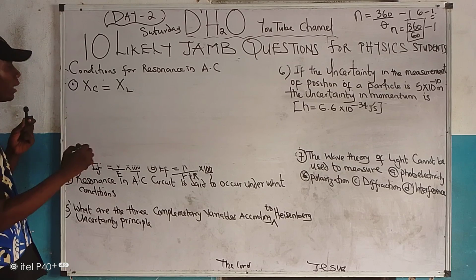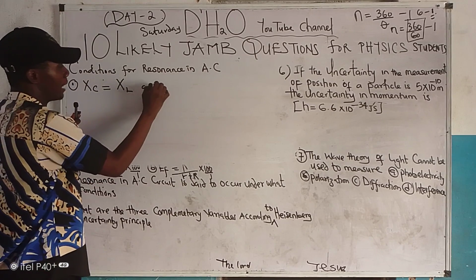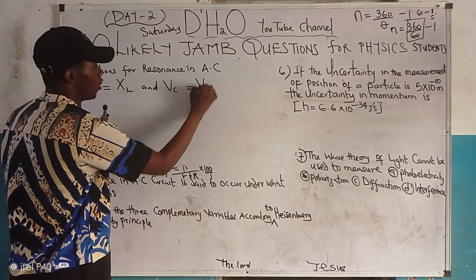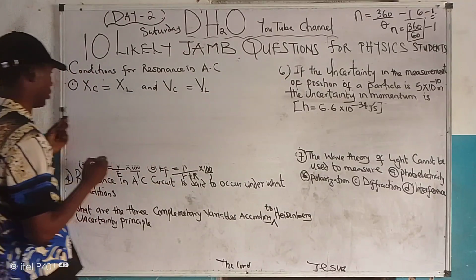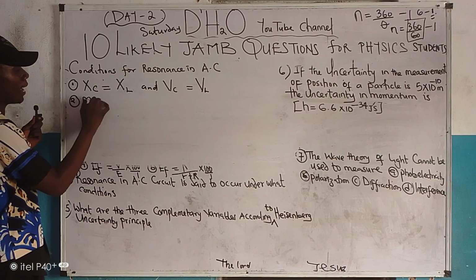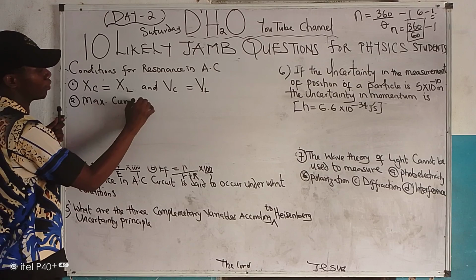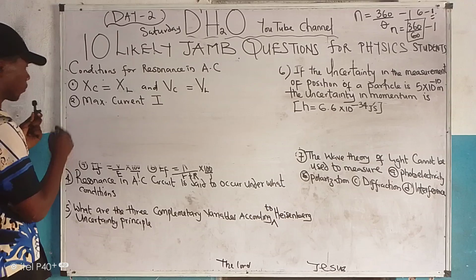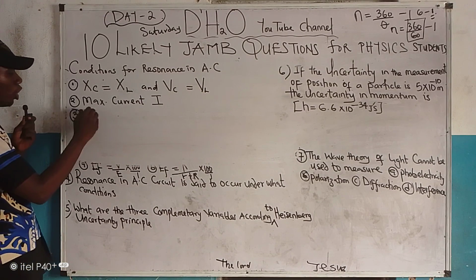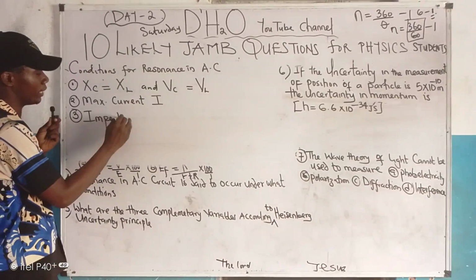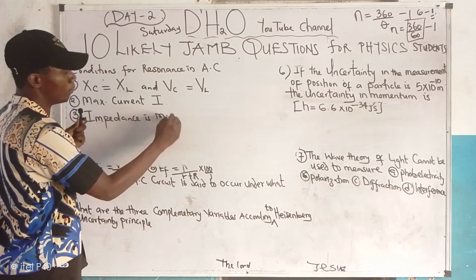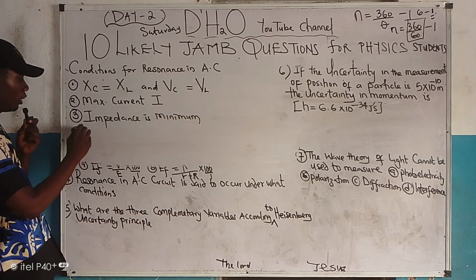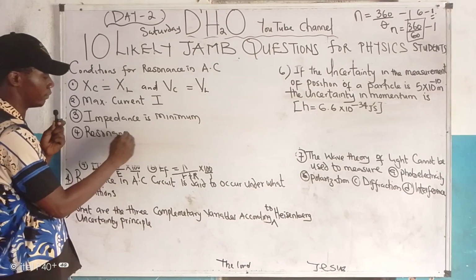That's condition number 1. And if this is achieved, it means that your voltage across the capacitor can also be equal to your voltage across the inductor. Condition number 2, maximum current is obtained. Take note of that. When maximum current is obtained from a circuit, you know that circuit is in resonance. Number 3, your impedance is minimum. Impedance is minimum. Condition number 4, resonance frequency is obtained.